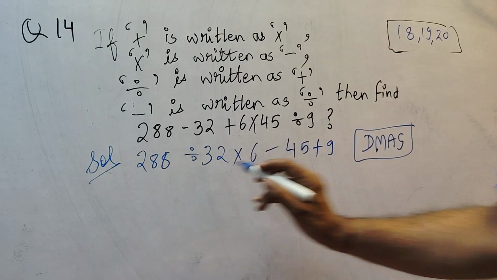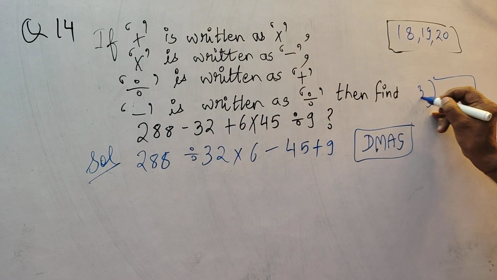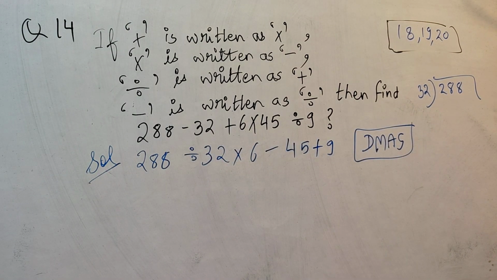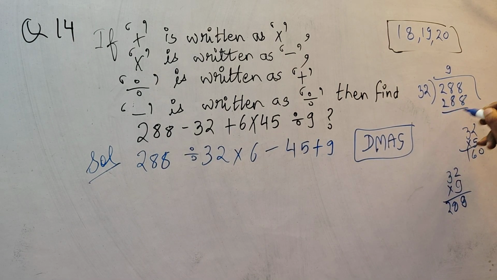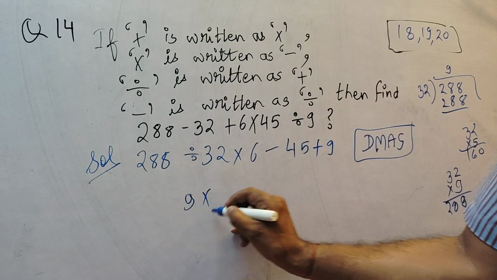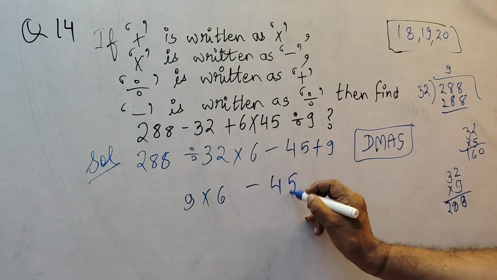So here is the divide. 288 divide 32. So 32 is divisor, 288 is dividend. It divides 9 times. So here we write 9 multiply 6 minus 45 plus 9.